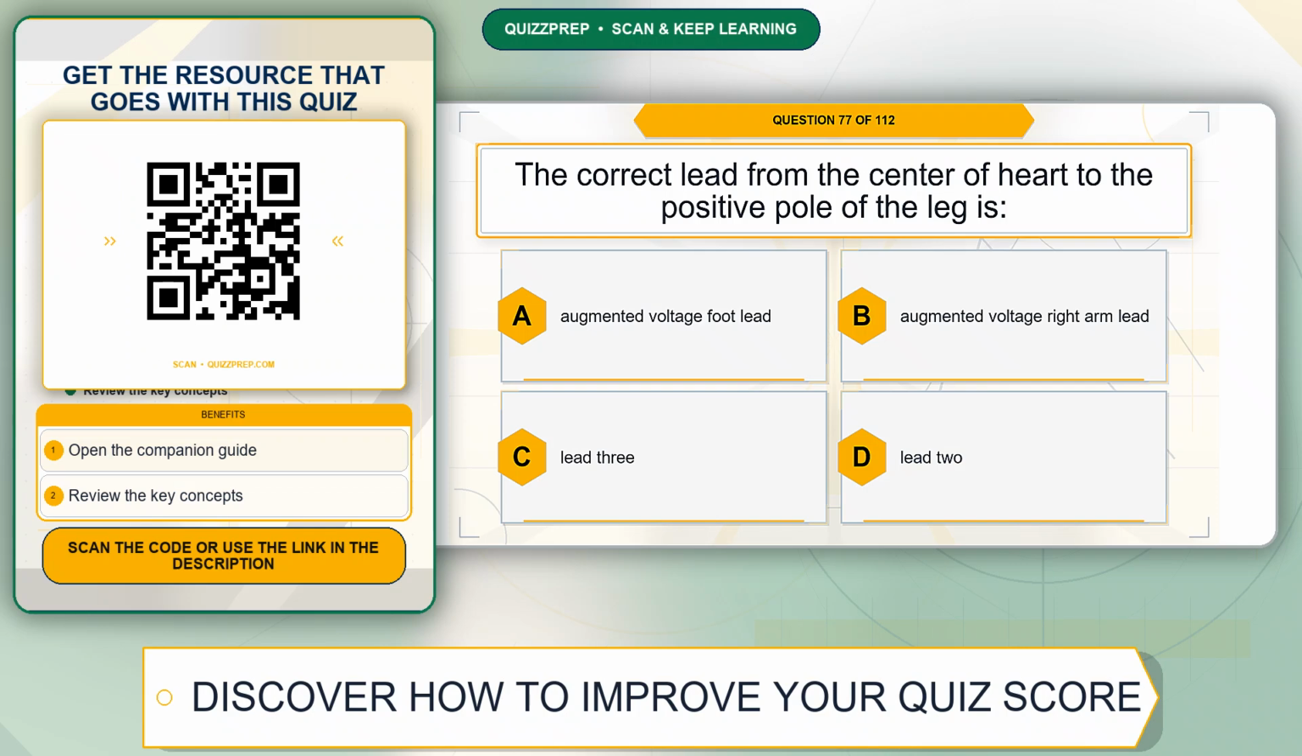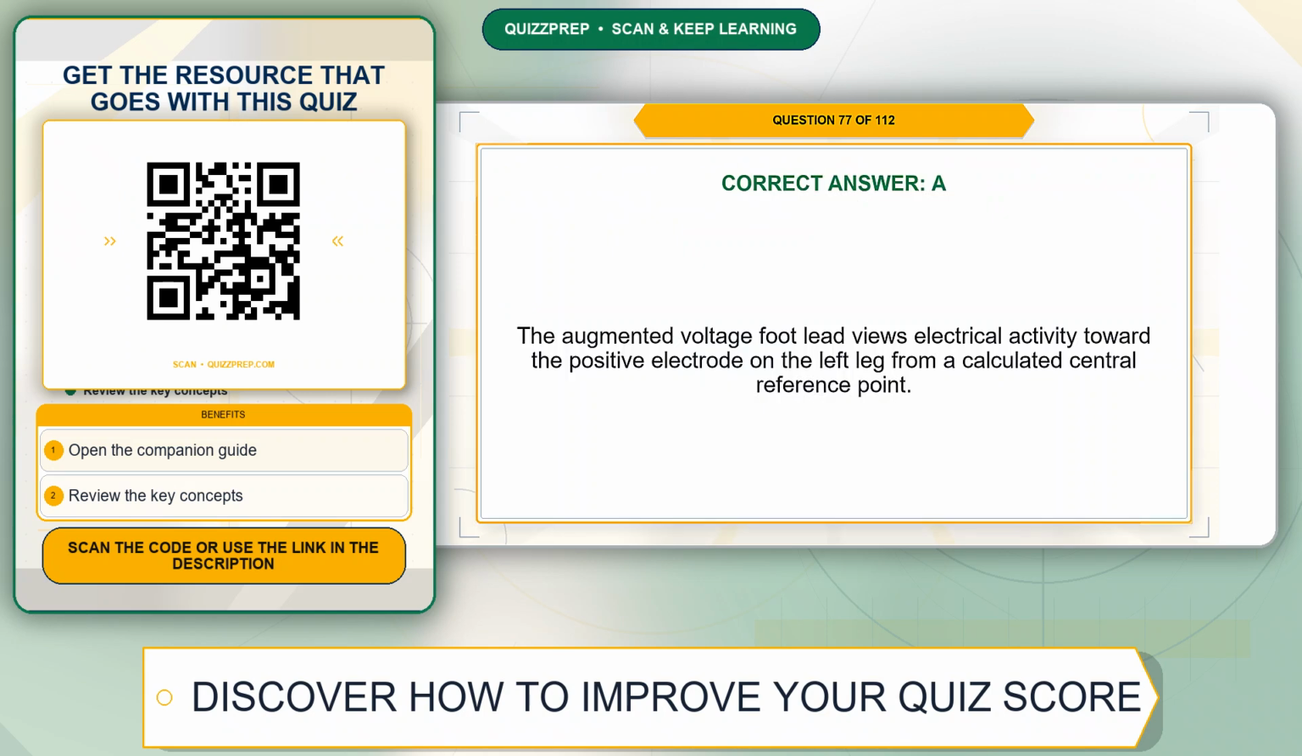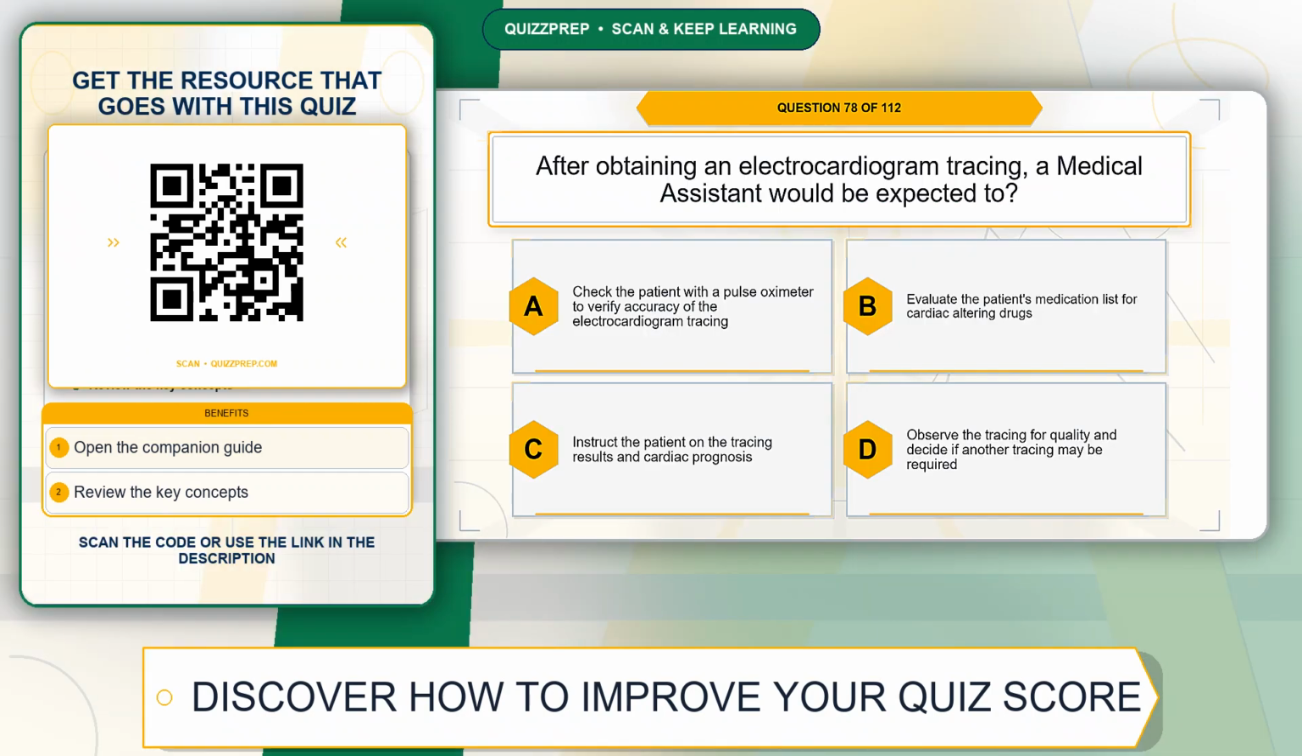The correct lead from the center of the heart to the positive pole of the leg is: option A, augmented voltage foot lead. Option B, augmented voltage right arm lead. Option C, lead 3. Option D, lead 2. The correct answer is option A, augmented voltage foot lead. Explanation. The augmented voltage foot lead views electrical activity toward the positive electrode on the left leg from a calculated central reference point. Question 78.